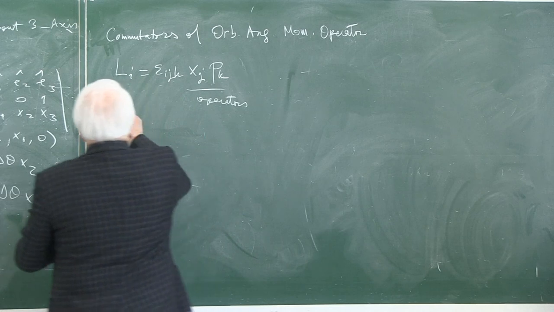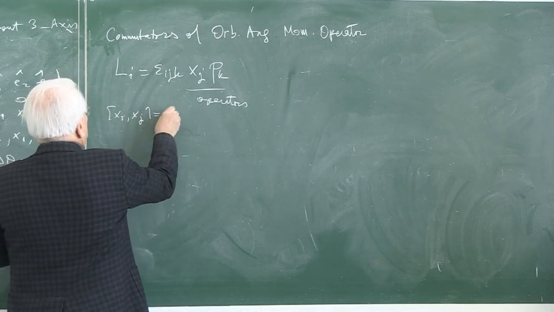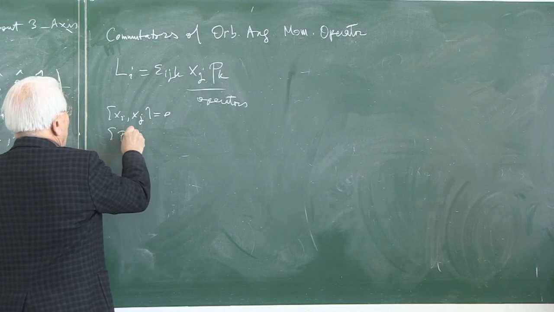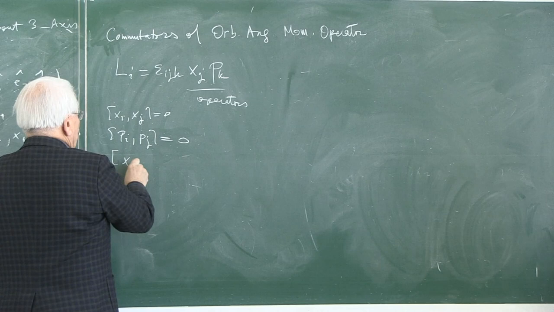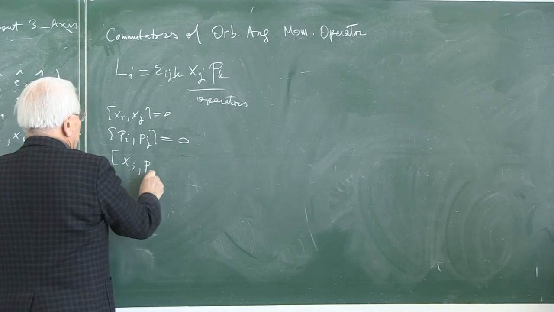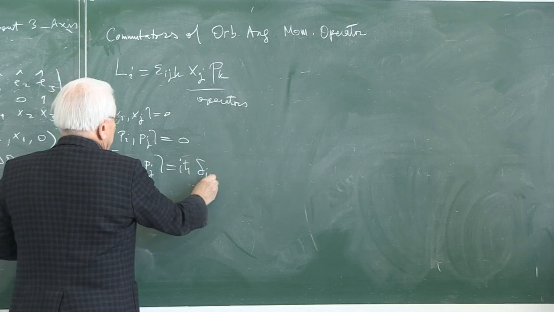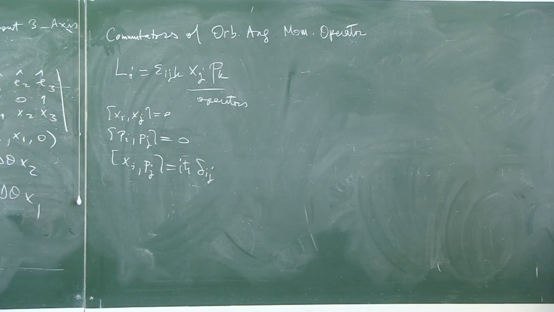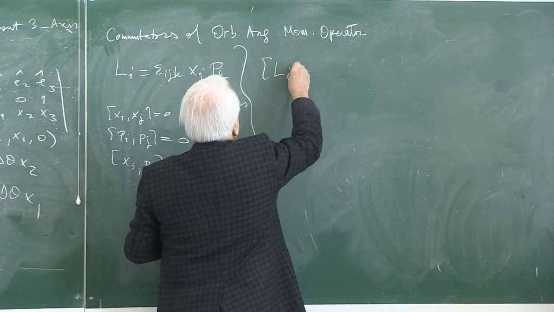And we have the basic commutation relations, right? [x_i, x_j] is 0, [p_i, p_j] is 0, [x_i, p_j] is i h bar delta_ij. Let's see whether we can use these as input to work out the commutators [l_i, l_j].